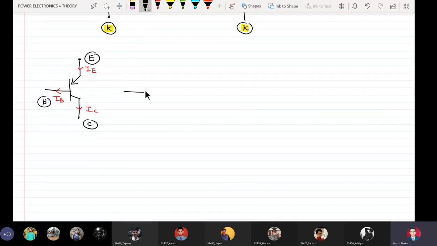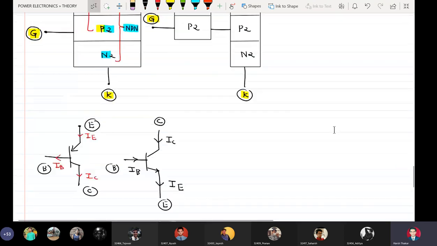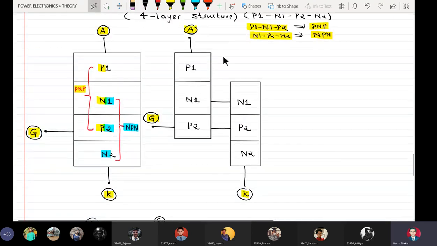But if it is an NPN transistor, understand that in case of an NPN transistor, the current directions are completely reversed in this way. So emitter current leaves, collector current enters and base current also enters. Okay, so this is emitter, base and collector. Now we are going to redraw it.